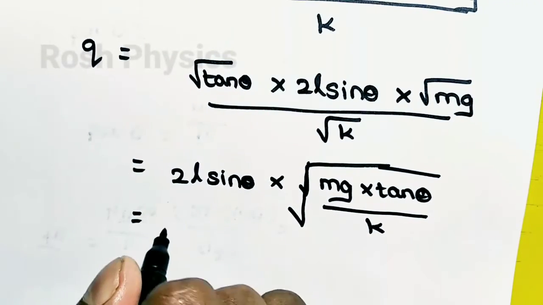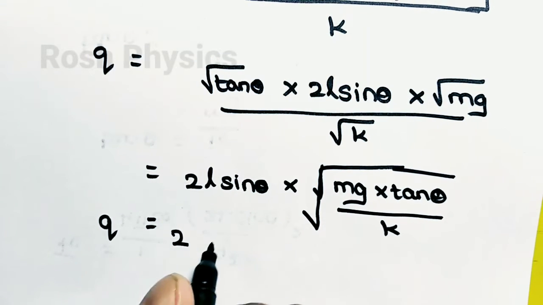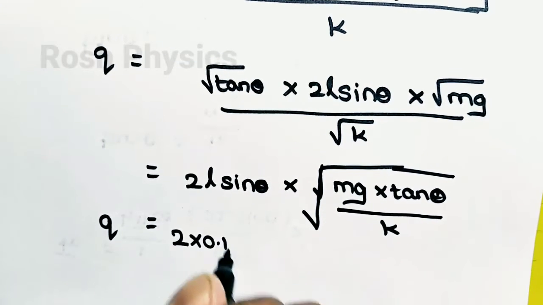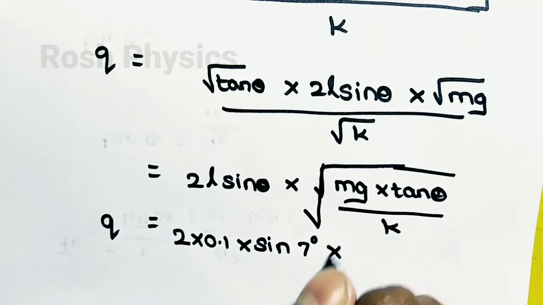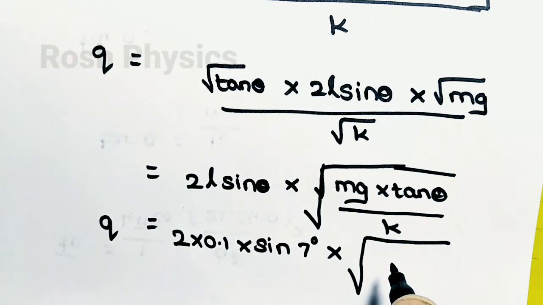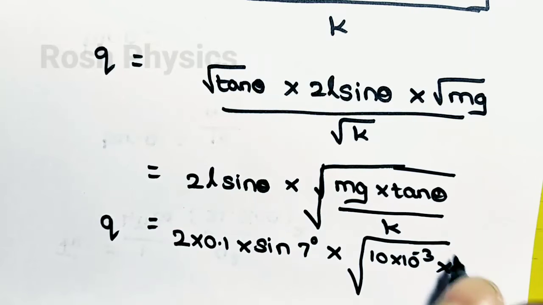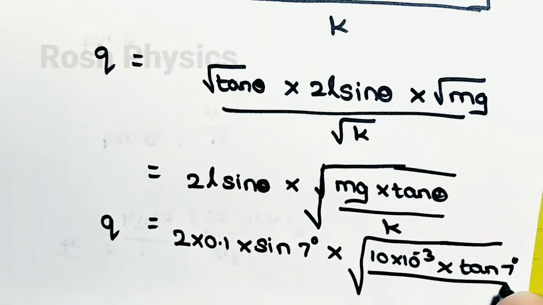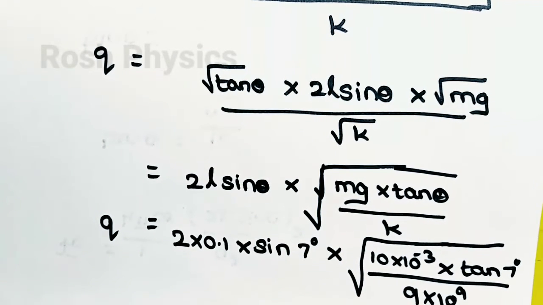So now the formula gets changed into the value of q equal to 2 into, what is the length? It is 0.1 meter. So 2 into 0.1 into sin 7 degree. The theta is 7 degree, into root of the m value. The mass of the sphere is 10 gram, so I am putting 10 into 10 to the power minus 3 to write it in kilogram. Tan 7 degree divided by the value of k. We all know that k is 9 into 10 to the power 9.